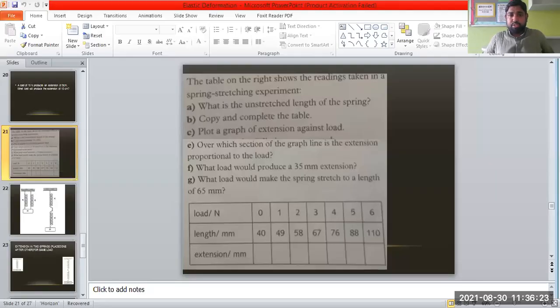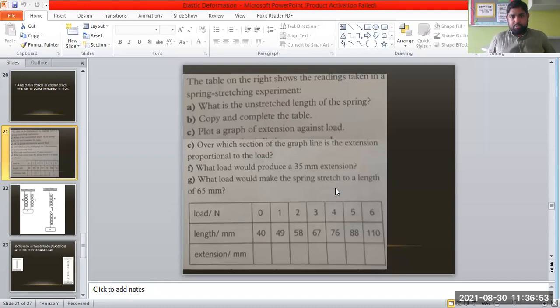Last time we were discussing Hooke's law and some practice questions related to that formula. I think in all of the classes, this is the last discussion we were having, this practice question. You had to plot a graph: at first you have to complete the table, and then you have to plot the data for the given quantities. Option C says, plot a graph of extension against load.